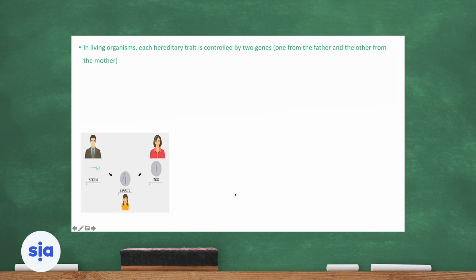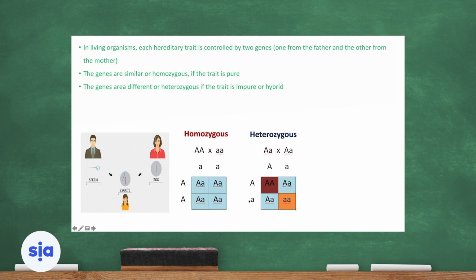In living organisms, each hereditary trait is controlled by two genes, as you can see here, one from the father and one from the mother. The genes are similar, or homozygous, if the trait is pure, and the genes are different, or heterozygous, if the trait is impure or hybrid. Look at this picture. These traits are homozygous. They are pure traits. And these traits are heterozygous, or impure, or hybrid traits.